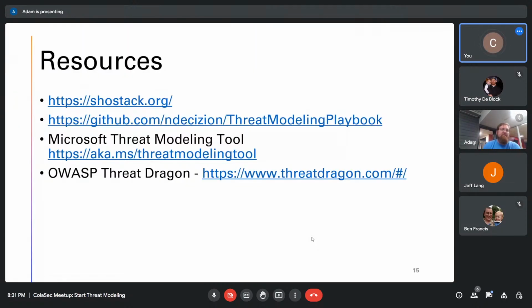Resources. Shostack.org, again, wrote the book on it, has numerous blog posts on how to get started and tools you can use. They do have a really nifty link to peel-and-stick whiteboards that you can literally just put on any wall. It's kind of a neat product I didn't know existed.